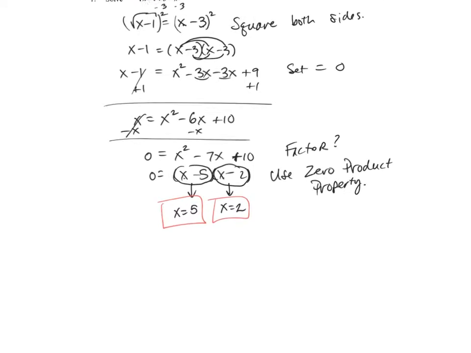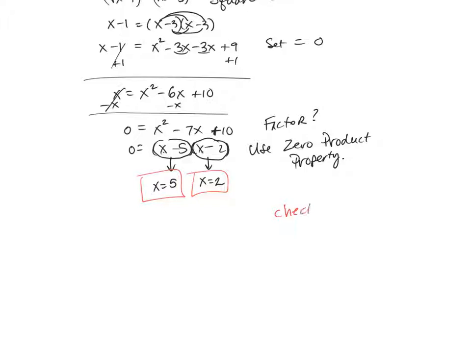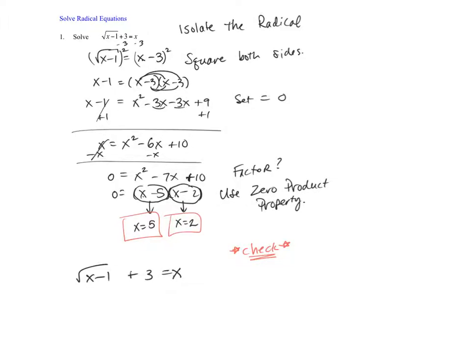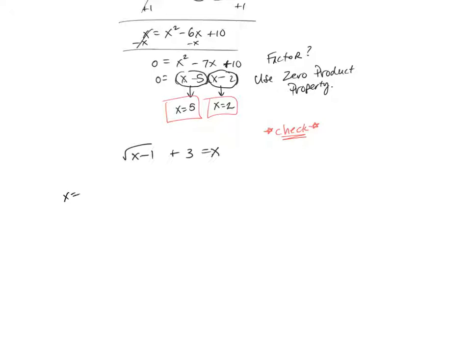Now the last step is that we always need to make sure that we check. Really important. So I go back to the original equation: square root of x minus 1 plus 3 is equal to x. The first one I'm going to check is x equals 5. So square root of 5 minus 1 plus 3. Is that equal to x, which is 5? I would get square root of 4, which is 2, plus 3 is equal to 5. And that one works. So x equals 5 is a true solution.